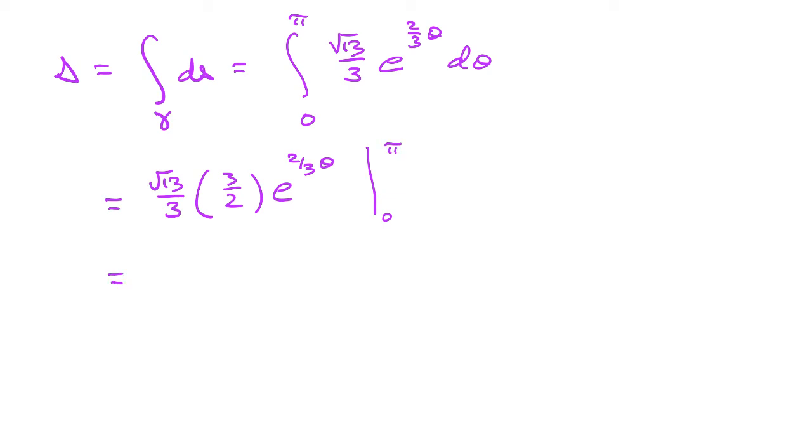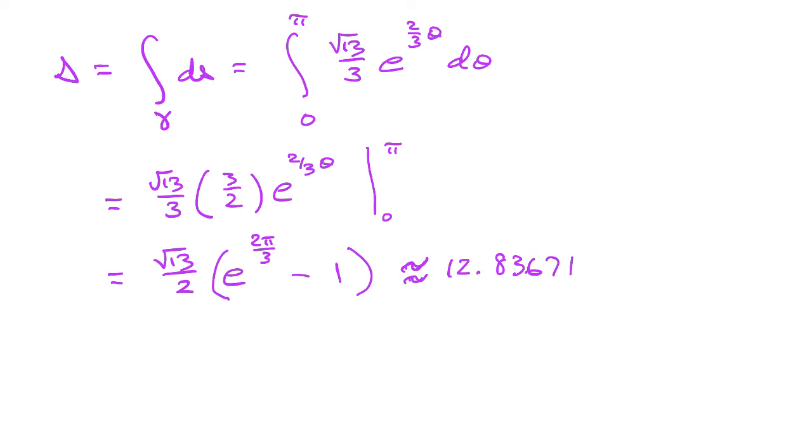And so what happens in this case? We get a value of root 13/2 e to the 2 pi over 3, and then when we plug in 0, we just have 1. And so there we have, as our final answer, root 13 over 2 times the quantity e to the 2 pi over 3 minus 1, which, if we plug that into our calculator, will give us something that is approximately 12.836713332. So I hope you've enjoyed this example, and I will see you guys in the next one.